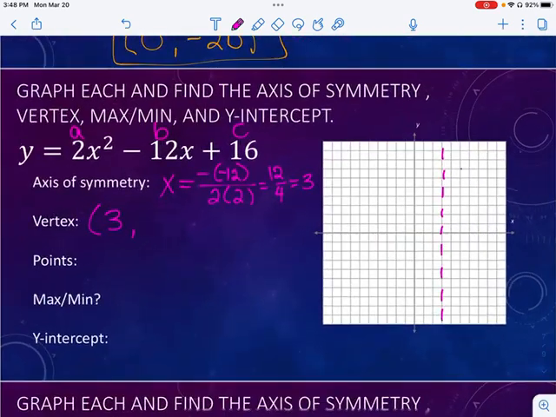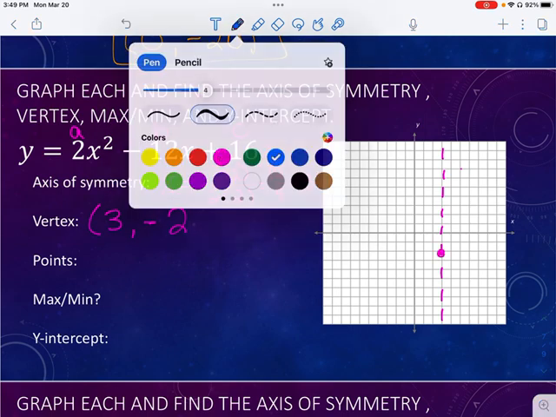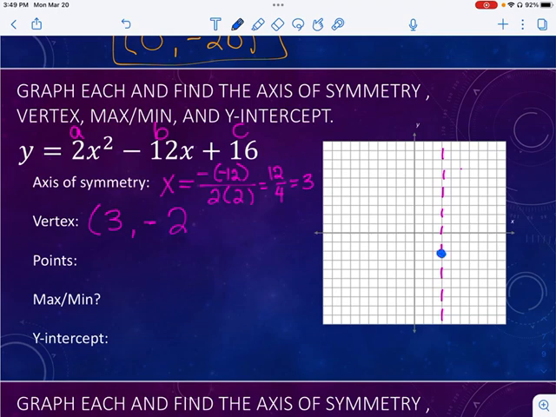Okay, and now I plug that value in. So I have 3 squared is 9, times 2 is 18, minus 12 times 3 is 36. So that's a negative 18 plus 16, and I get a negative 2. So 3, negative 2. And let me change colors here just so it's easier to see for you. So there's my vertex.